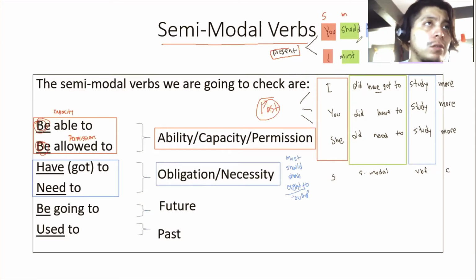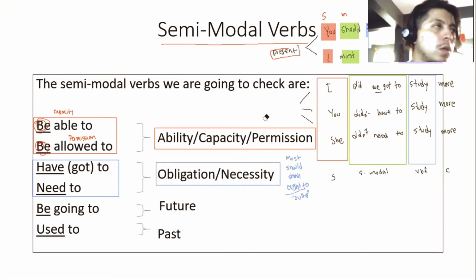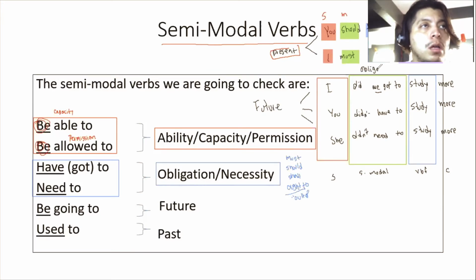These ones, should, must, ought, shall, they are never going to be in the past. You need to change the semi-modal verbs. This is just the way it works, okay? And again, what happens if you want to use them in the future? We're about to finish, don't worry. What do you do when you need to use them in the future? If I want to say, in the future, I will have an obligation or a necessity to study more.